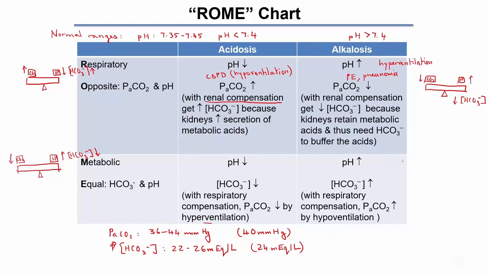What about in metabolic alkalosis? Here again, the little seesaw, too little of the other acids. What can cause that? Say vomiting.